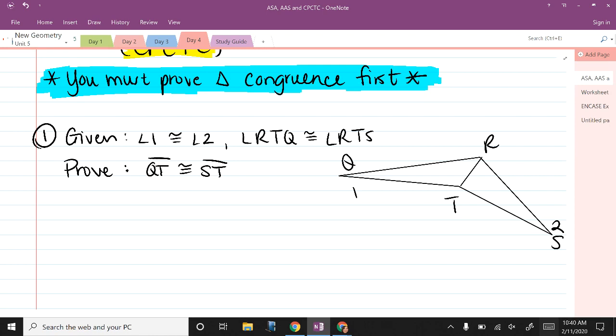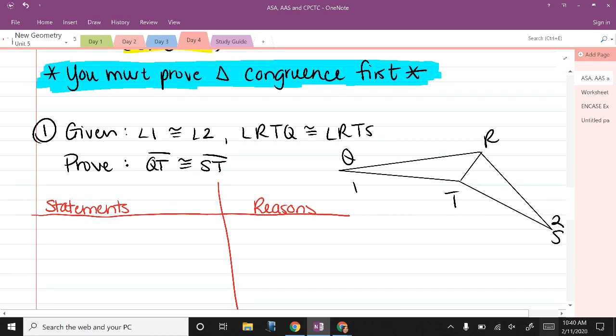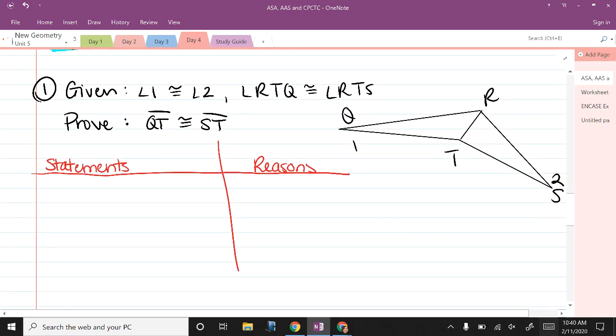So when we set up a proof, we always have our statements and reasons column. Let me give myself some space. Can y'all see all that?